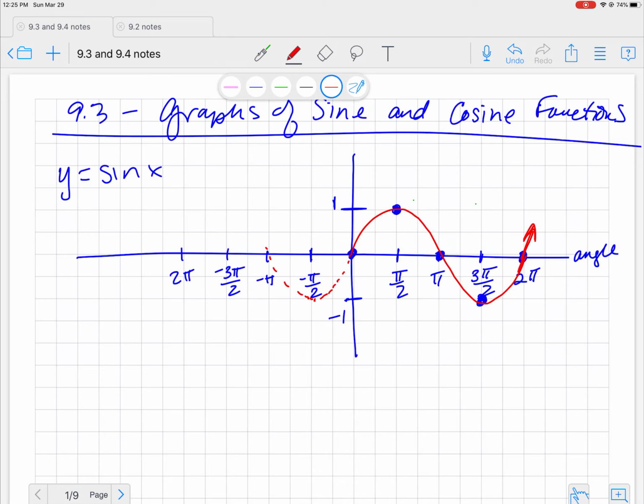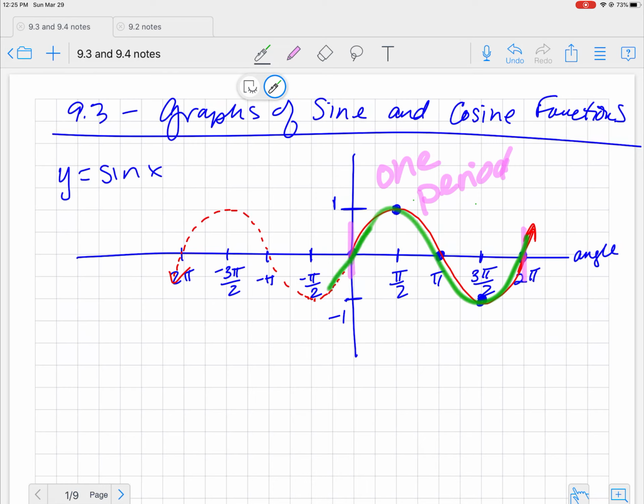-pi, -3 pi over 2, and 2 pi. And I can go in another direction, and I could say, okay, no problem. I'm going to take this and extend it. I have one period and then it starts repeating. This can just keep going on and on forever. So here's one period. Here is one period.